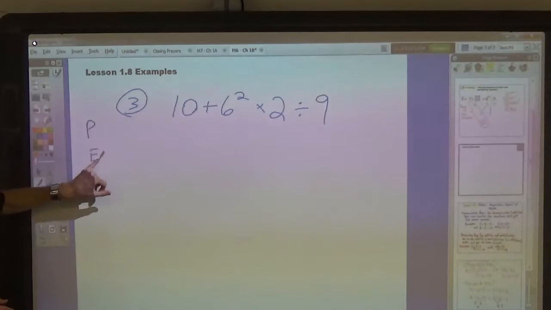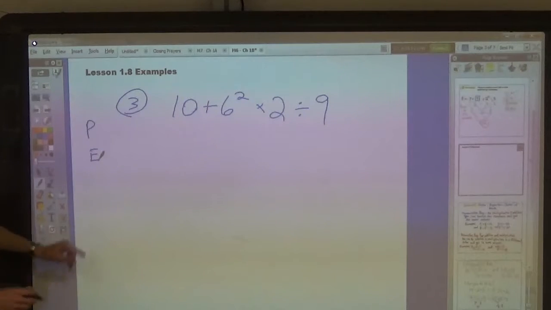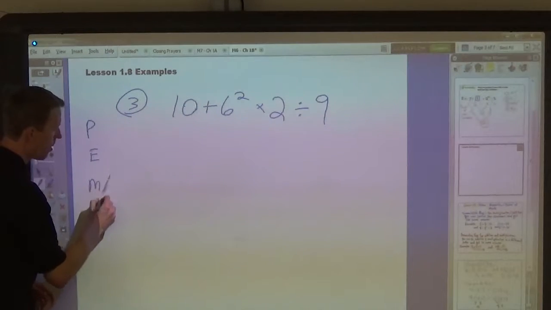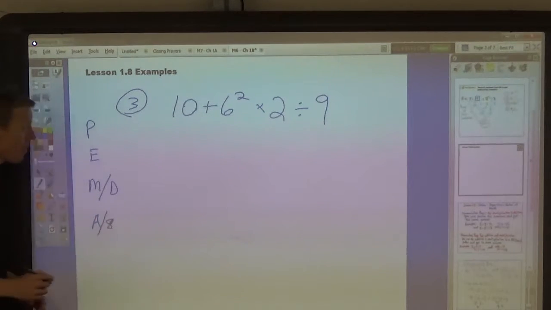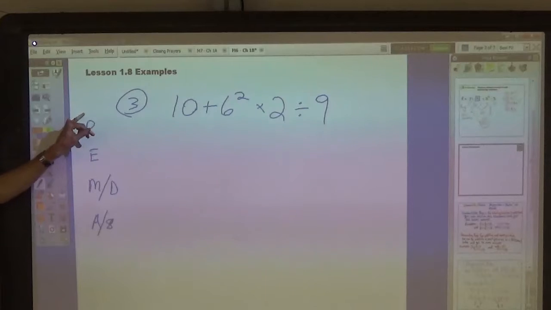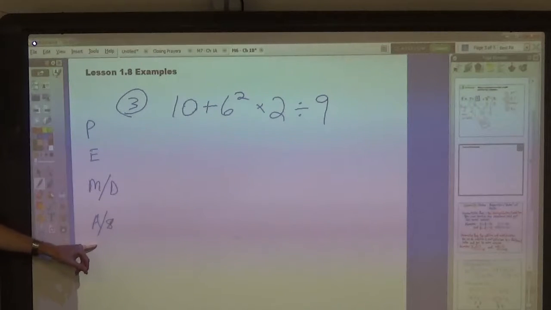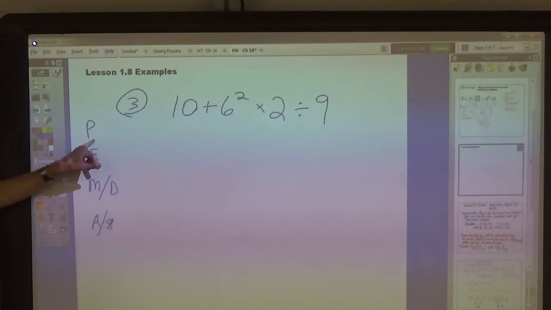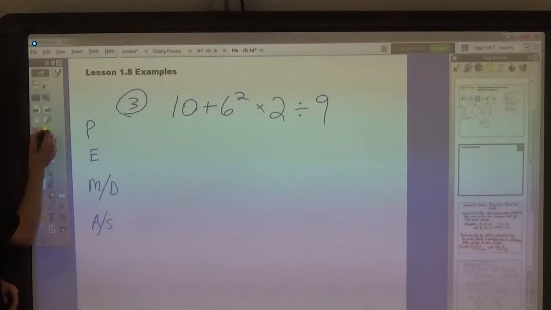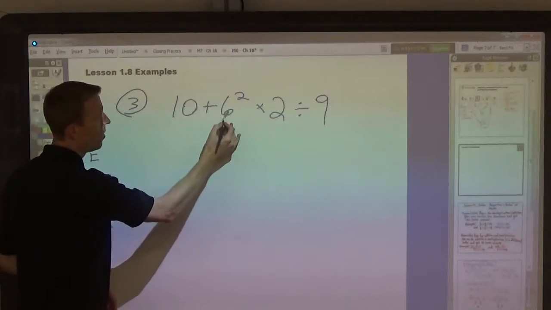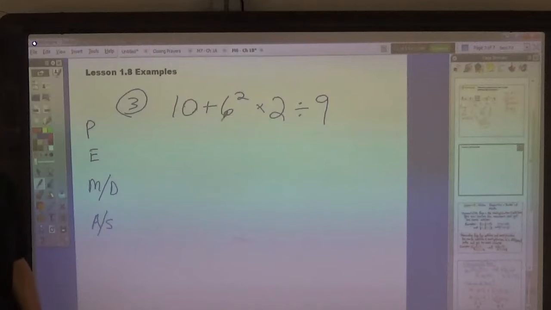So, I would recommend writing the steps on the side, just so that you remember the order and remember the steps. And that way, as you're working through the problem, you can go step by step. P stands for parentheses. And there are no parentheses in this problem, so we can go to the next step. Step 2 is exponents. And there's 1 with an exponent, so we should find the answer to that one first.